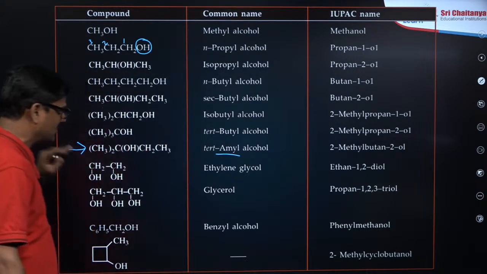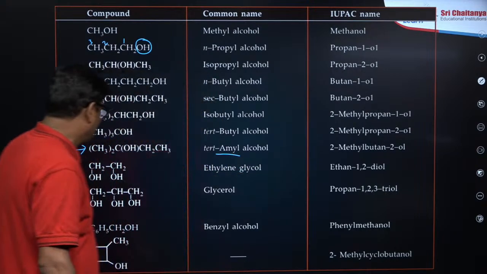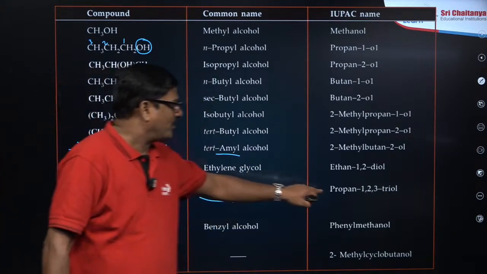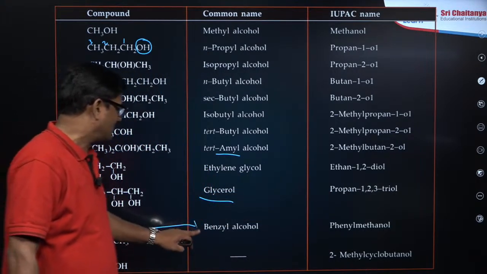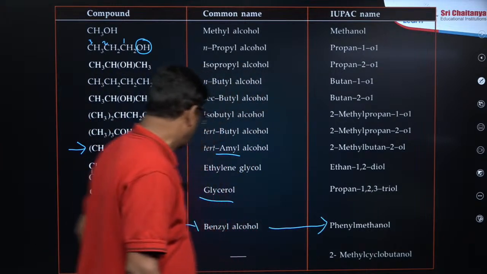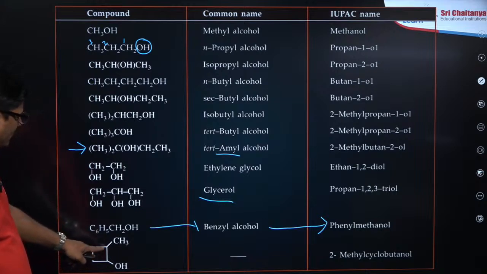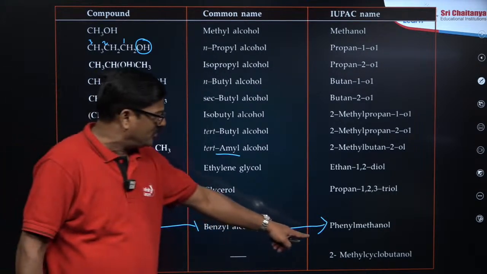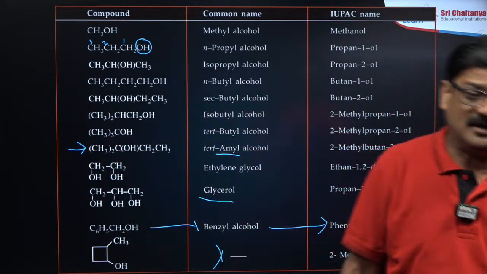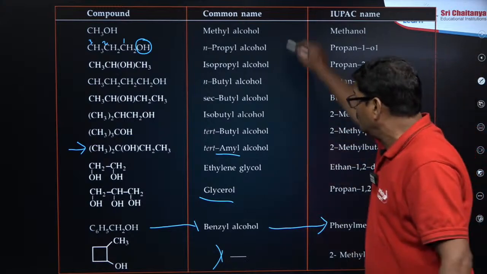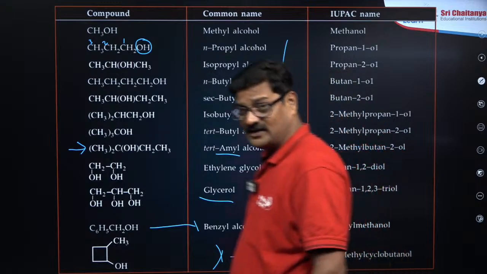Ethylene glycol, this is your ethylene glycol, ethane-1,2-diol, Ramesh just now told, right? And glycerol, propane-1,2,3-triol, and benzyl alcohol, this is your benzyl alcohol, phenylmethanol, which is very important. And this is something like cyclobutan-1-ol, 2-methylcyclobutan-1-ol, which has no common name because these are not common compounds, understand? So you need to know the simple common names for certain compounds, that is important for organic chemistry.